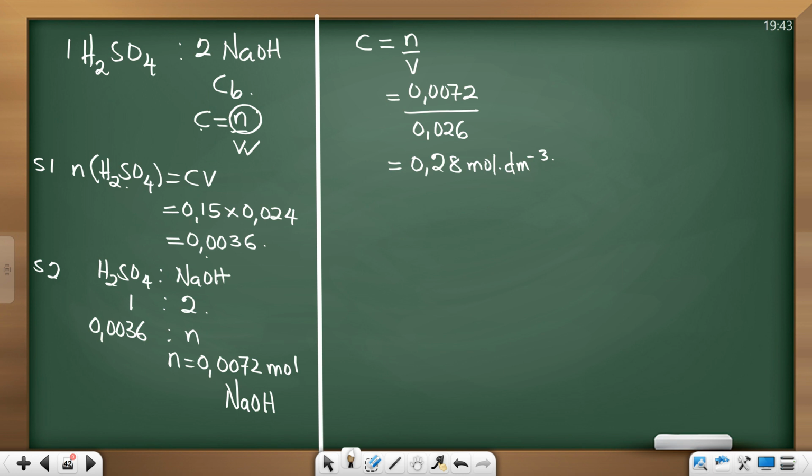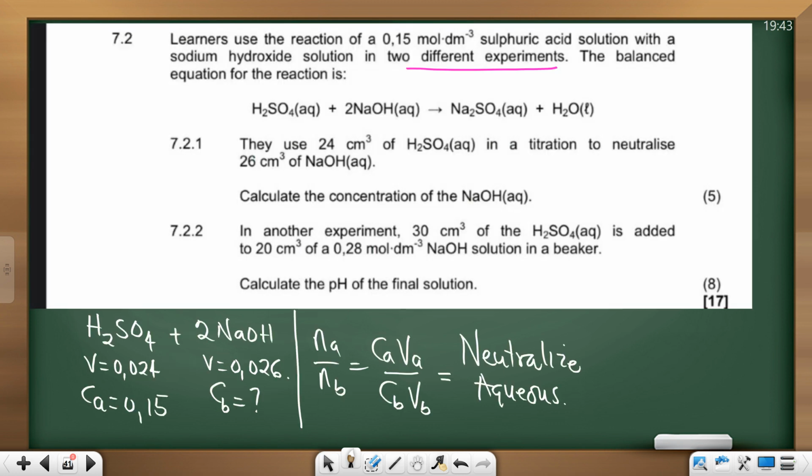Let's write what we have. We are now doing 7.2.2. What do we know? Please write those values down for me. 30 cm cube of the sulfuric acid, that's the volume, is added to 20 cm cube, which is the volume of the base. What's the concentration of the base? 0.28. What is the concentration of the acid? 0.15.